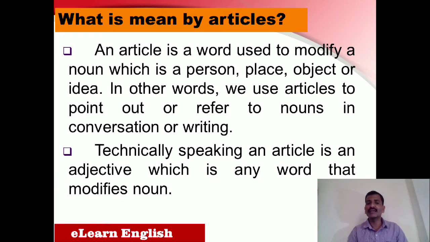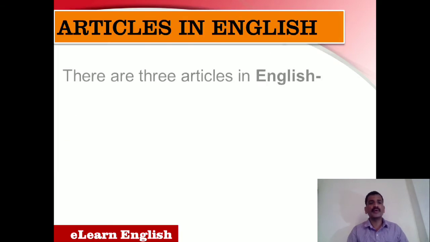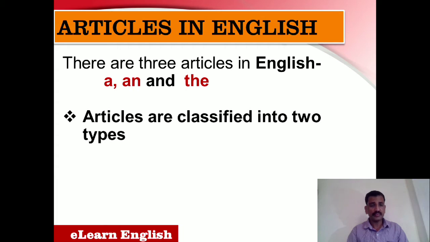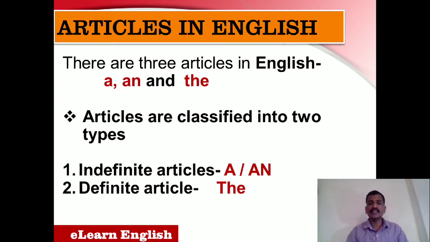Technically speaking, an article is an adjective, which is any word that modifies a noun. It denotes the quantity, the certainty, exact information about something. That's why articles are important. There are two types of articles we are going to see. Actually, there are three articles in English: a, an, and the. But these three articles are classified into two types. Number one is indefinite articles, a and an, and the definite article, the.